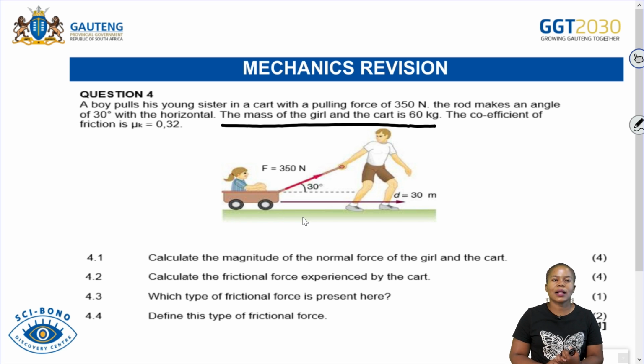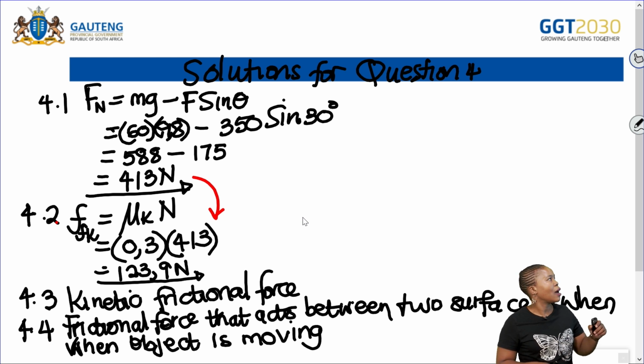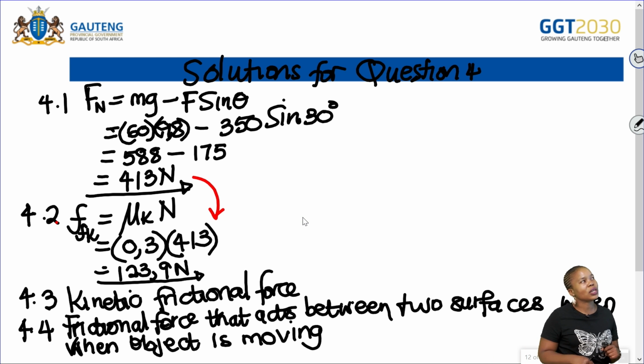Now, 4.1, calculate the magnitude of the normal force of the girl and the cart. Because the boy is pulling the girl and the cart at an angle of 30 degrees to the horizontal, there is a vertical component to it. Because you are pulling, you need to subtract the vertical component. So what we do here is Fn equals mg minus F sine of theta.